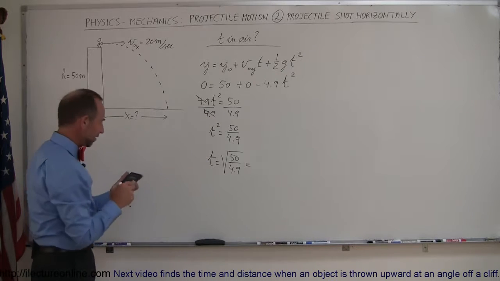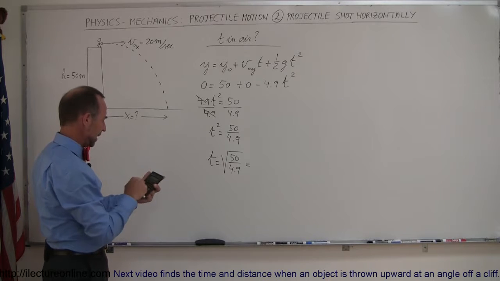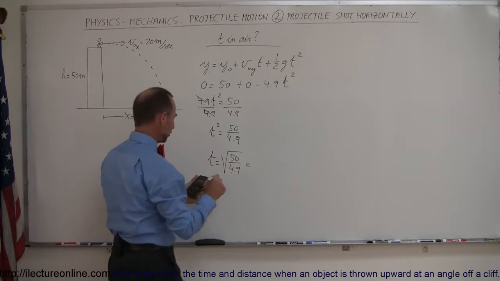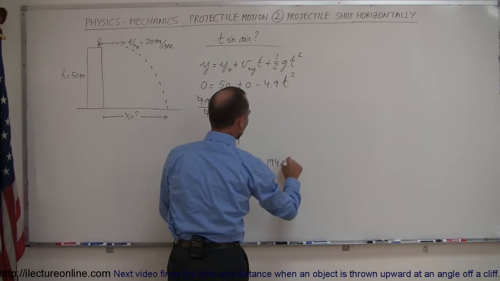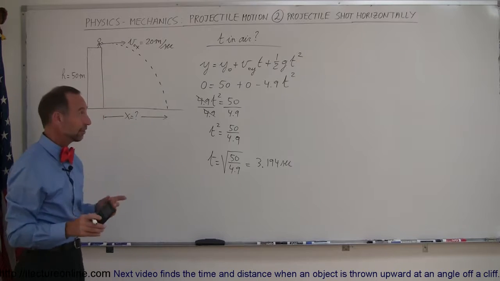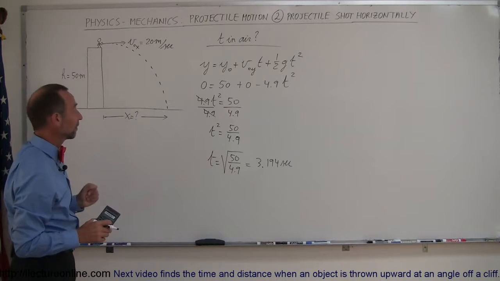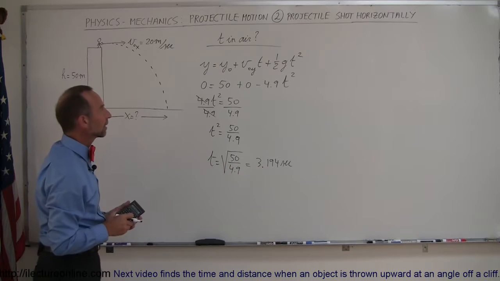And of course, I need my calculator for that. So 50 divided by 4.9. And then we take the square root. And it looks like it is 3.194 seconds. Now, of course, I added a few extra numbers, significant figures that are not really significant, because I only had numbers to 2 significant figures. So this prevents me from getting a round-off error on an intermediate calculation.